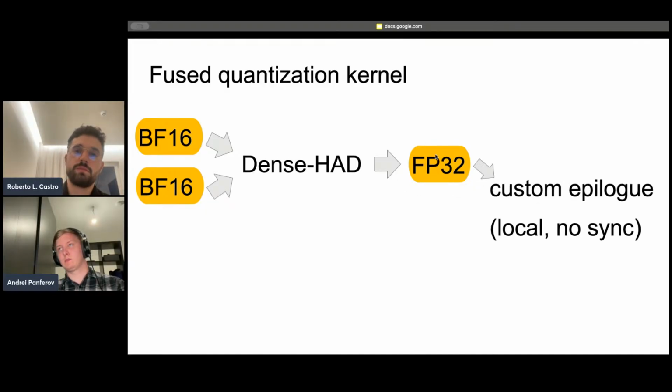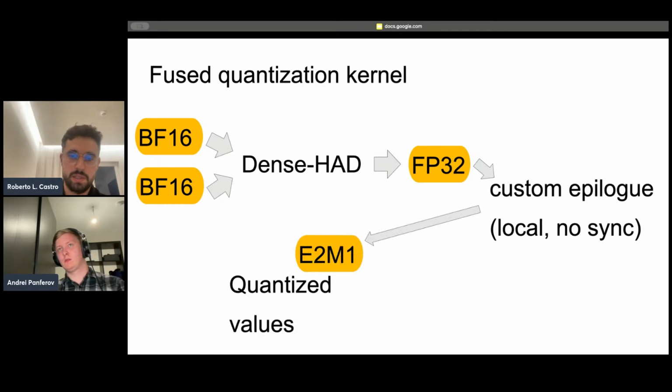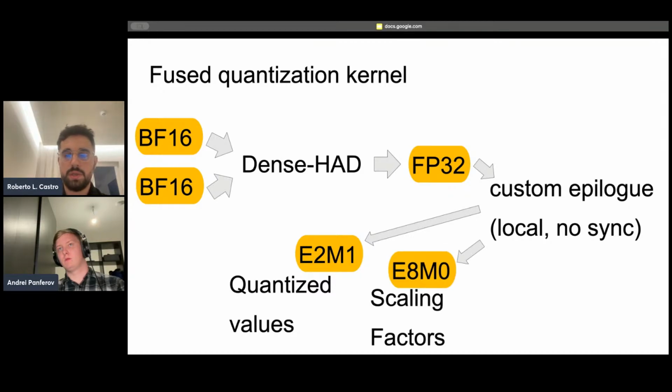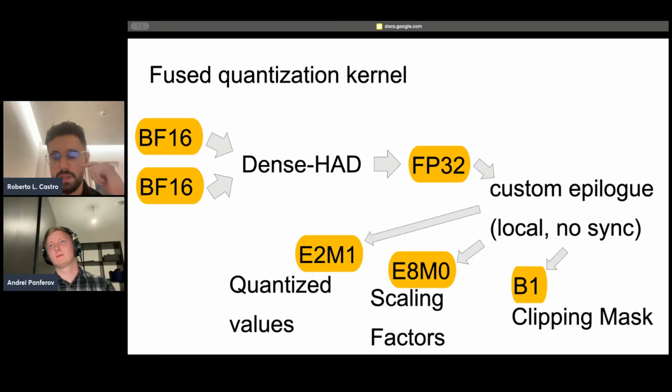Then what we have done is to define a custom epilogue to produce the following three results. So the first one is going to be the values quantized to this E2M1 format. Then the second parameter is going to be the scaling factor that I just mentioned in the second slide, with this E8M0 format. And the third parameter is the clipping mask that is going to be used in the backward propagation. So this is just a binary mask.